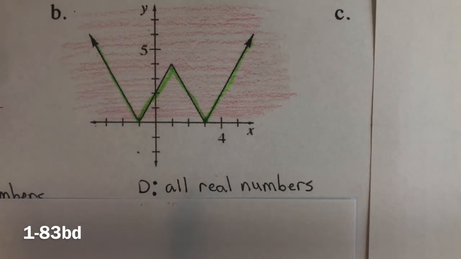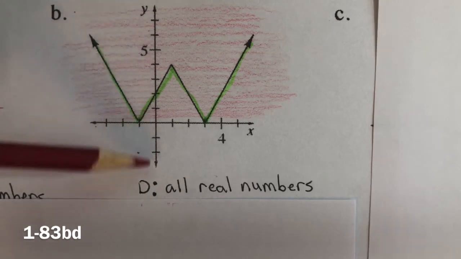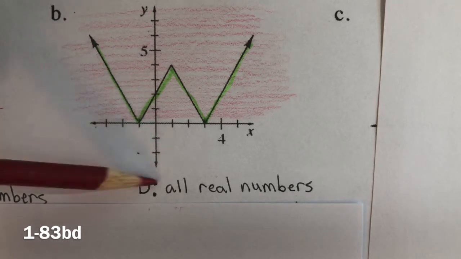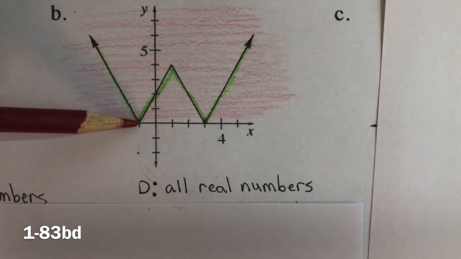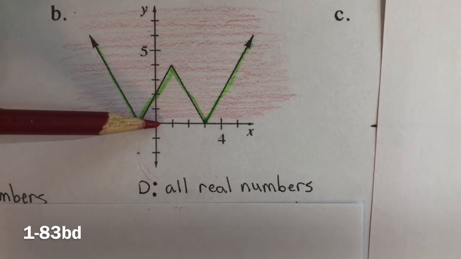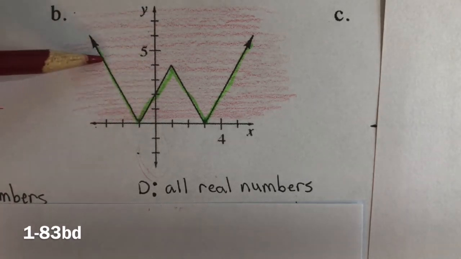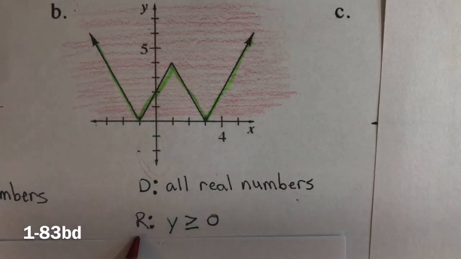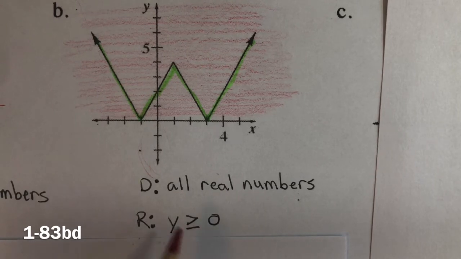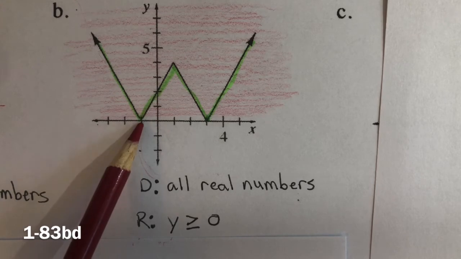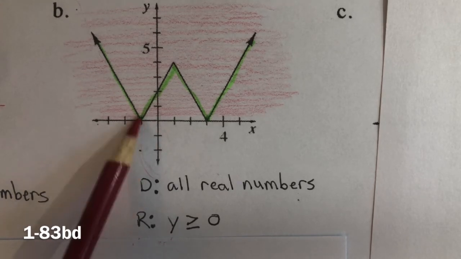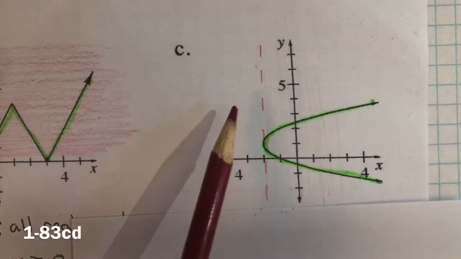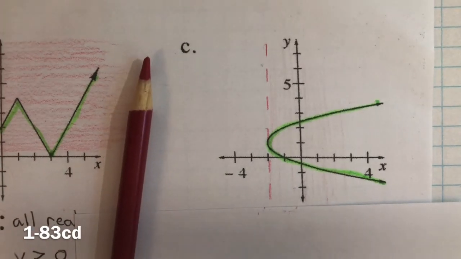Now let's determine the range. The range are the y values. And if we look at the y values on the y-axis here, you can see there are no negative numbers. It starts at 0, but our y values are going to continue up forever, infinitely. So our range is our y values, or y is greater than or equal to 0. Because it's not going to be less than 0, it's going to be greater than 0.